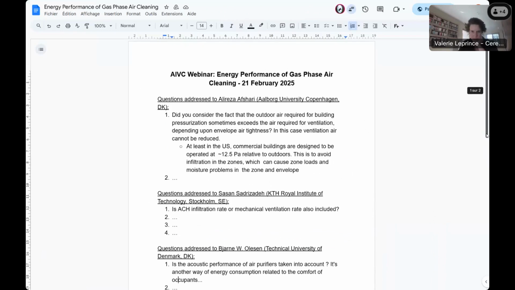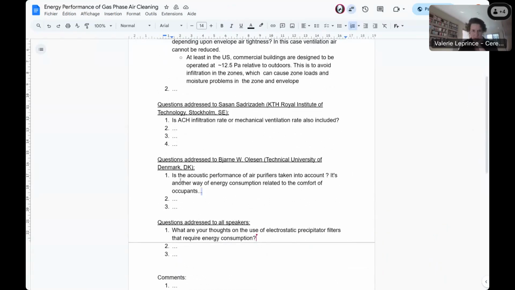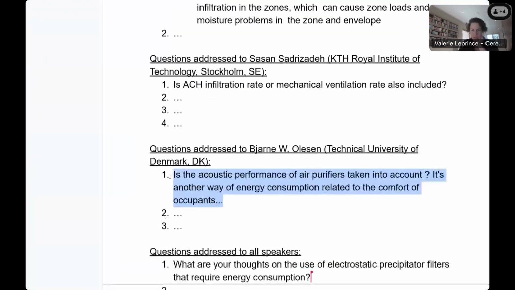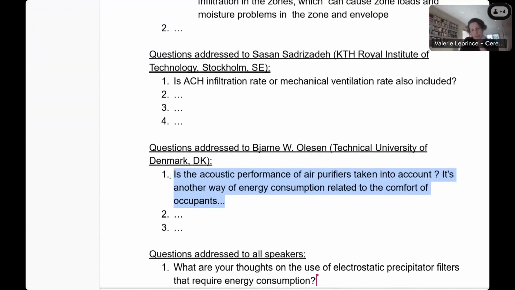So the next question is for Bjarne. Is the acoustic performance of air purifiers taken into account? It's another way of energy consumption related to the comfort of occupants.